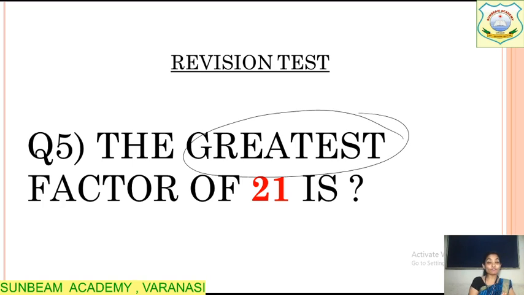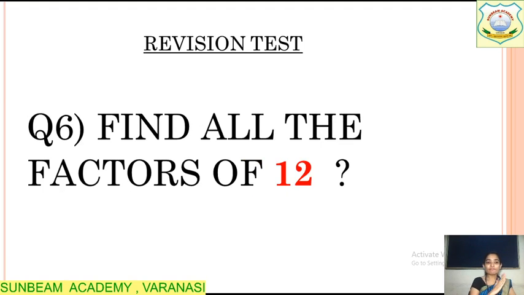Now it's time for question number 6. Find all the factors of 12. You can use any method to find out. You can use the prime factorization method. You can use the method of finding all the factors. Just find out the factors of 12. All the factors of 12 I want. You can solve in your notebook and then tell me.